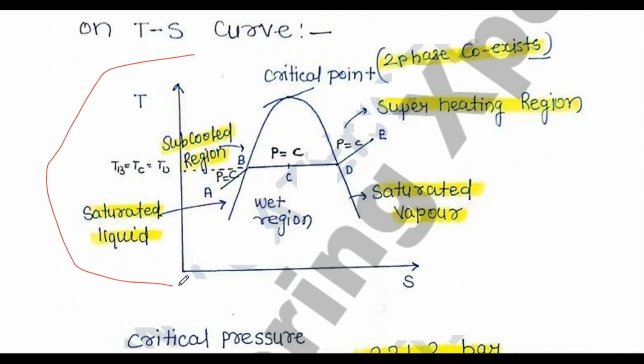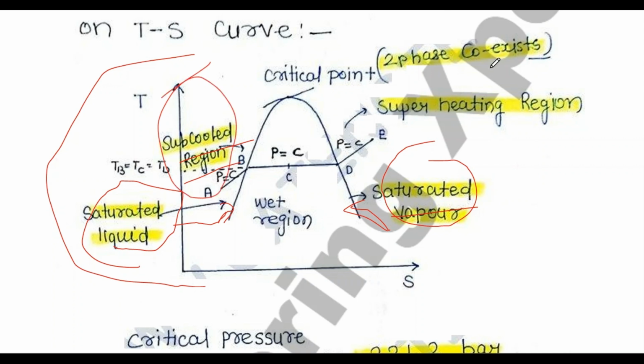This is a TS curve, and here you can see a curve that divides the region into three spaces. One is the subcooled region or the liquid region. This line represents saturated liquid, and this line represents saturated vapor. Here it is subcooled liquid, and here it is the superheating region. And the dome region consists of both vapor and liquid parts, so we call it the wet region.